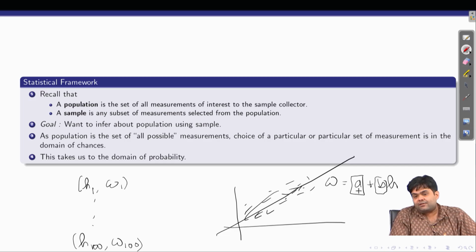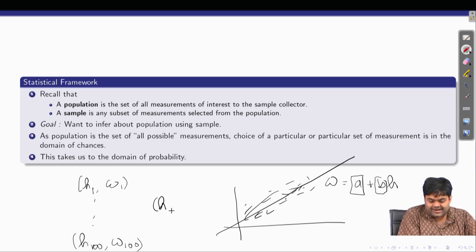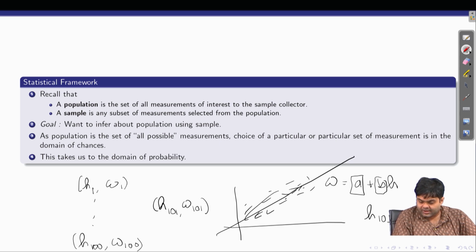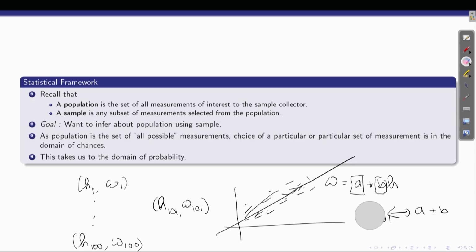At best you can say that the probability of this belonging to this region is this, and not only that, you will see that one can also try to predict. Now, if you choose a 101st point, based on the distribution of the population, one can try to predict the relation between W101 and A plus B H101.